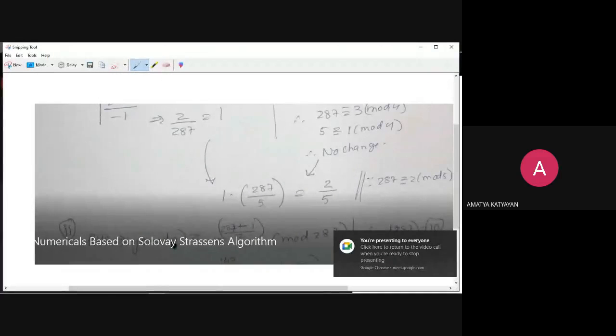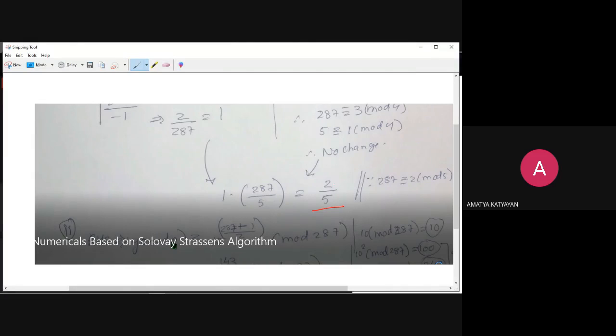Yes, yes. So, like I was saying in the video, this part was there where we got 2 by 5, and since 2 was a quadratic non-residue of 5, that is why we left it as it is. Why we need to check if it is a quadratic residue or not is, suppose instead of 2 by 5 we would have got something like 1 upon 5.